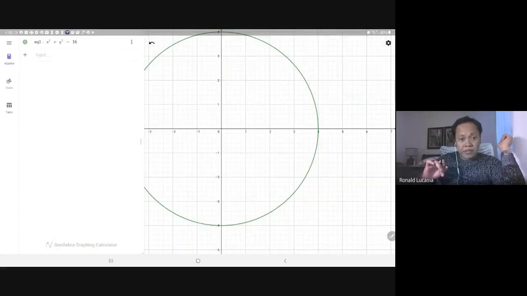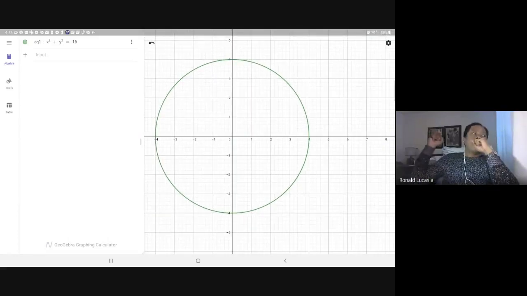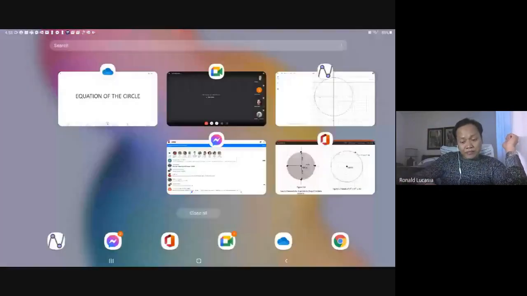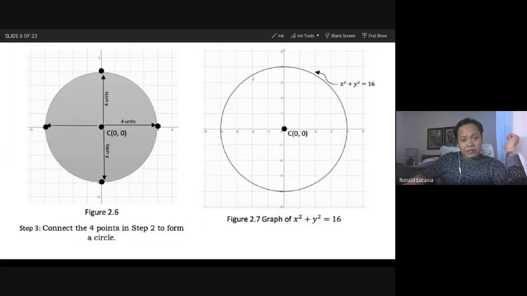That's 4. Now this GeoGebra or graphing calculator or Desmos is just a guide for you on how to graph the equation. You have to do it manually before checking it in GeoGebra. Precalculus deals with a lot of graphing. Okay, let's continue.